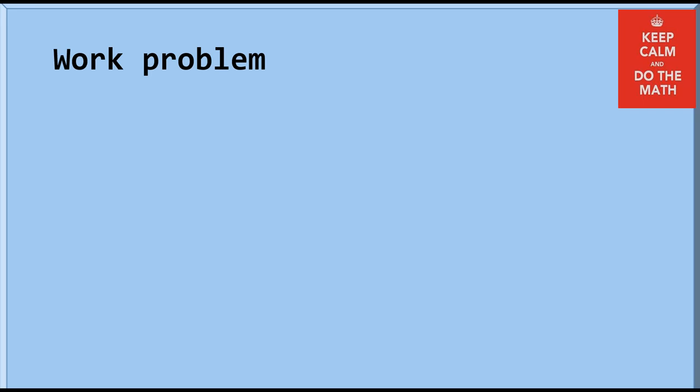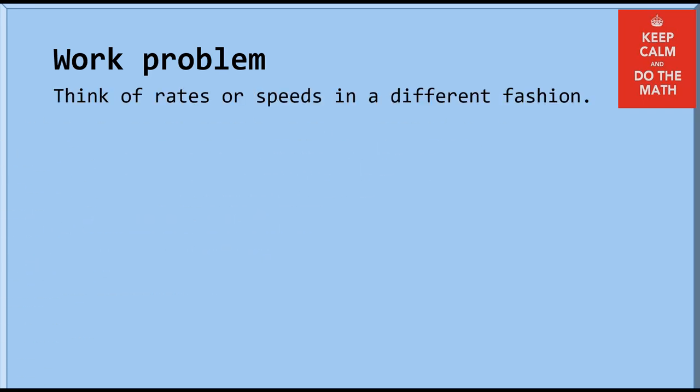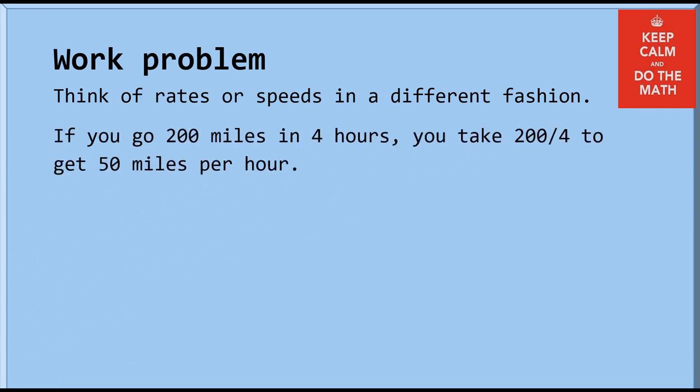In this video, we're going to talk about a special application of rational equations called the work problem. We need to think of rates or speeds in a different fashion than we're used to. We're used to saying if I go 200 miles in 4 hours, I would just take 200 divided by 4, and I know that my average rate of speed is 50 miles per hour. But we can apply that to other situations.